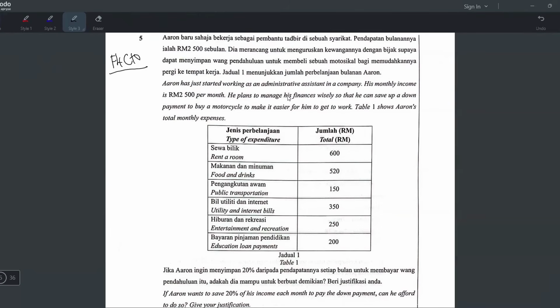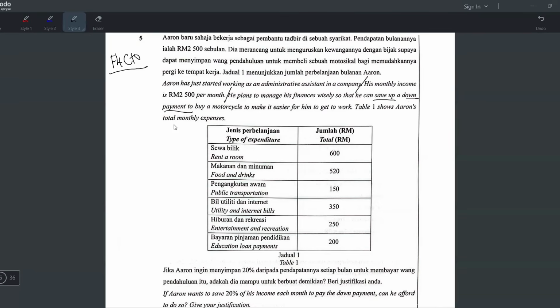Aaron has just started working as an administrative assistant in a company. His monthly income is 2,500 per month. This one is important because this is the monthly income and we call this active income. He plans to manage his finances wisely so that he can save up a down payment to buy a motorcycle to make it easier for him to get to work. So this is the goal. You want to save up for the down payment for the motorcycle. So the goal is only the down payment.